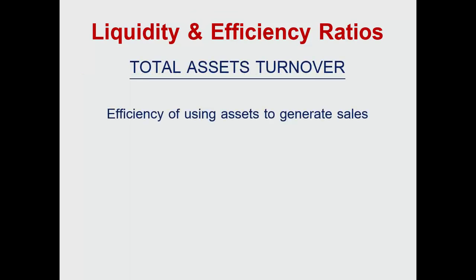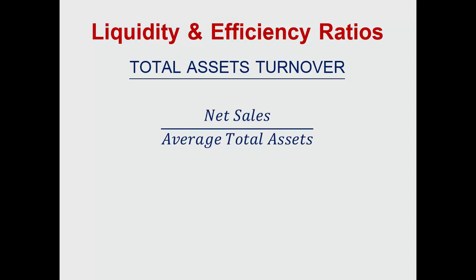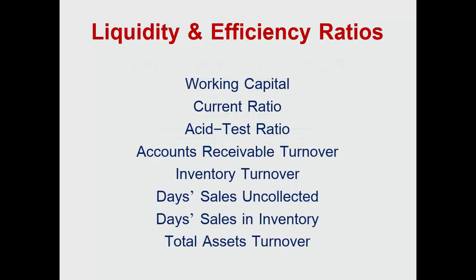Total asset turnover, finally, the efficiency of using your assets to generate sales. That's what they're for. Net sales divided by a simple average total assets, expressed in times. It's a turnover. And that summarizes your liquidity and activity ratios.